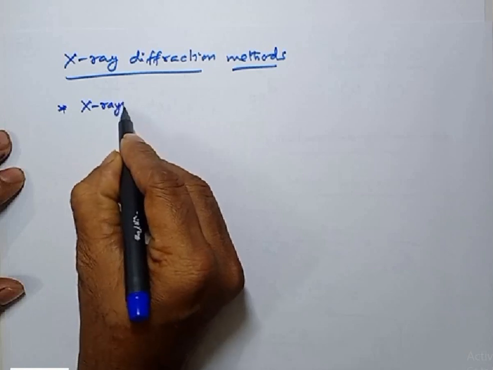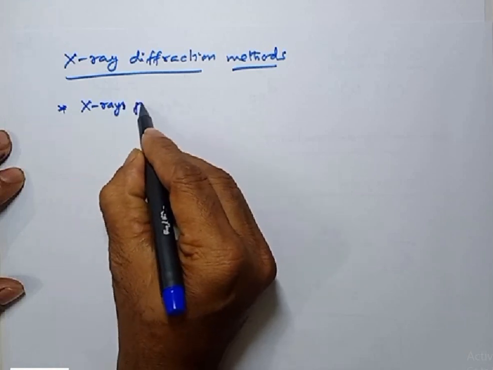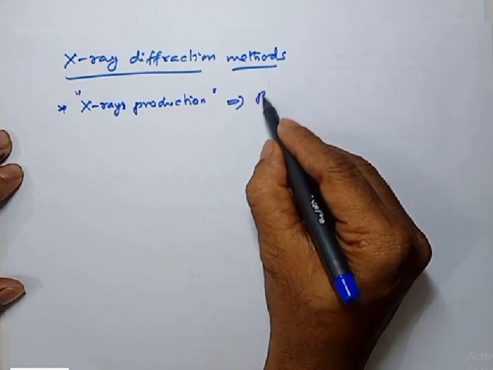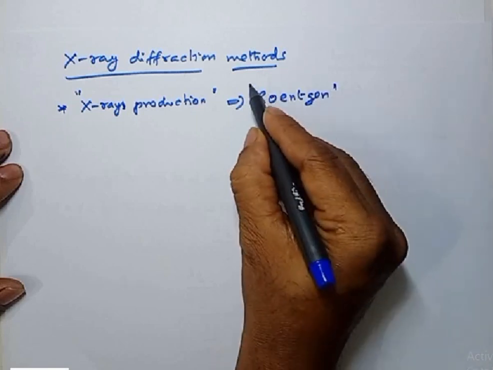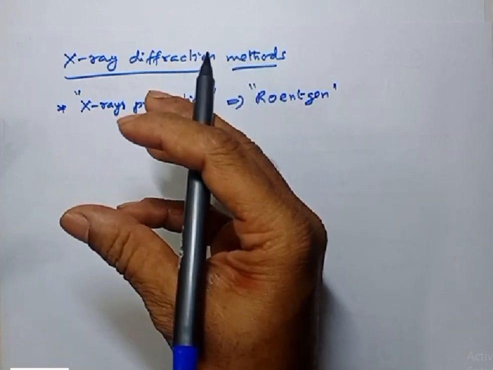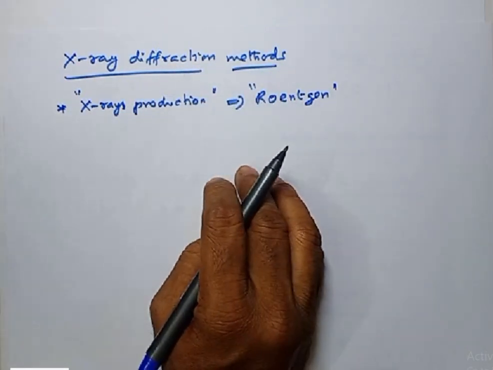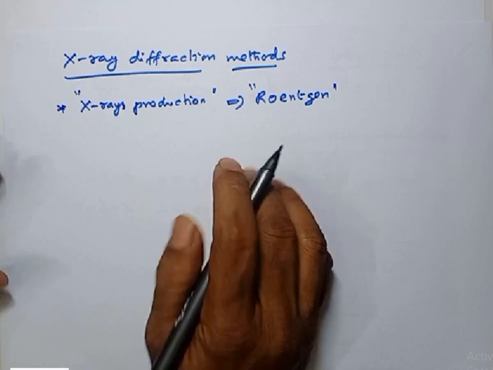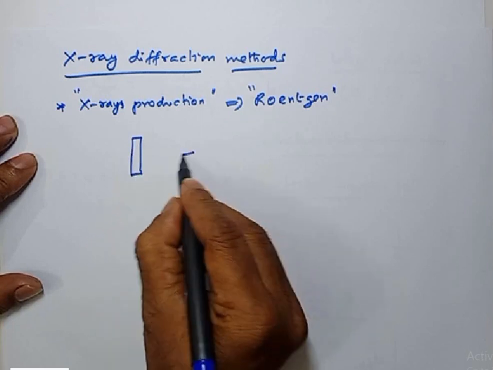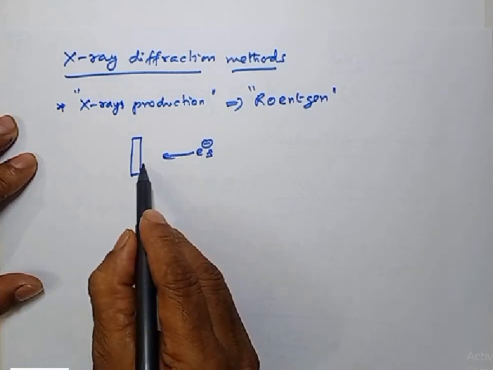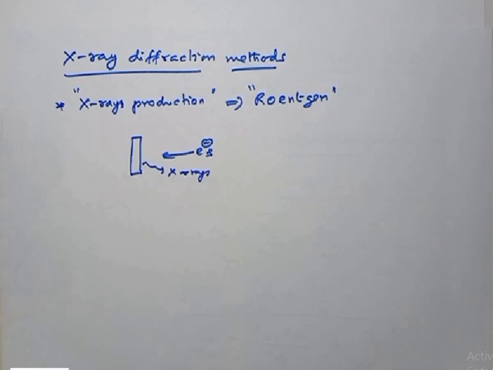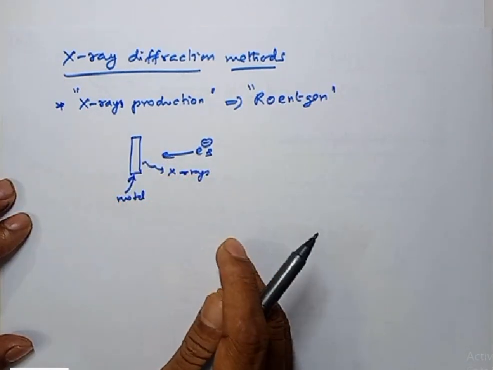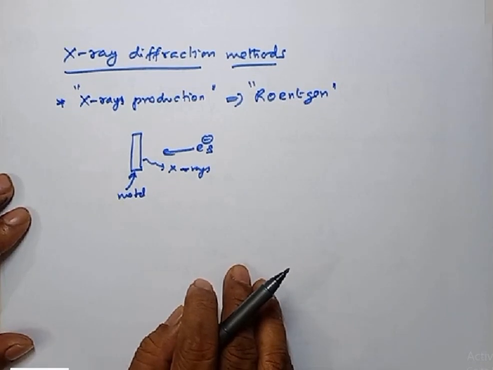In the X-ray diffraction method, the first step is to understand how to produce X-rays. I'm not going to discuss the experimental methods. You know very well X-rays were first discovered by Röntgen. He took a glass tube and kept some metal target, and created fast moving thermal electrons. When the metal target is bombarded by fast moving electrons, X-rays are produced. This is the basic idea.